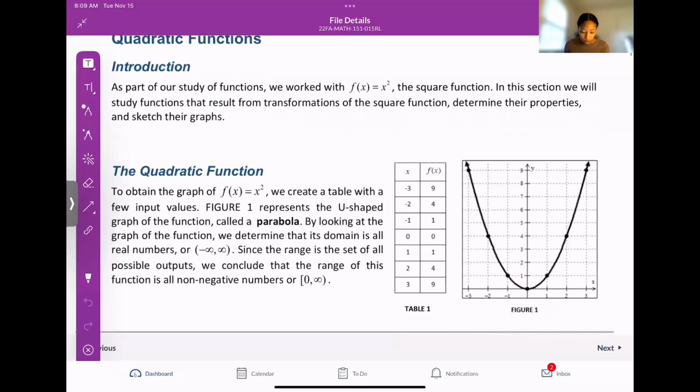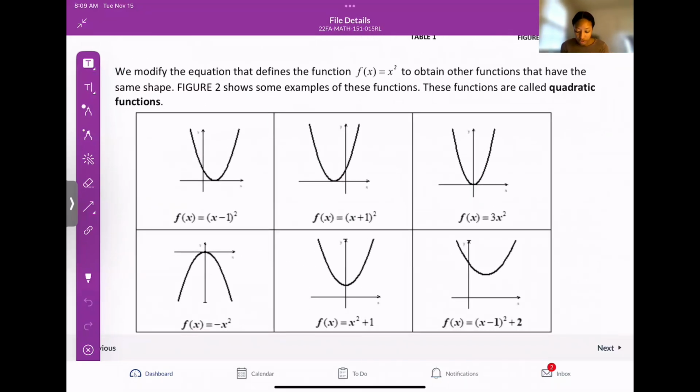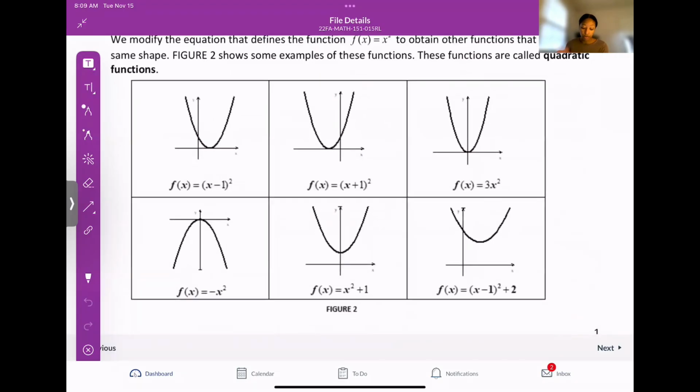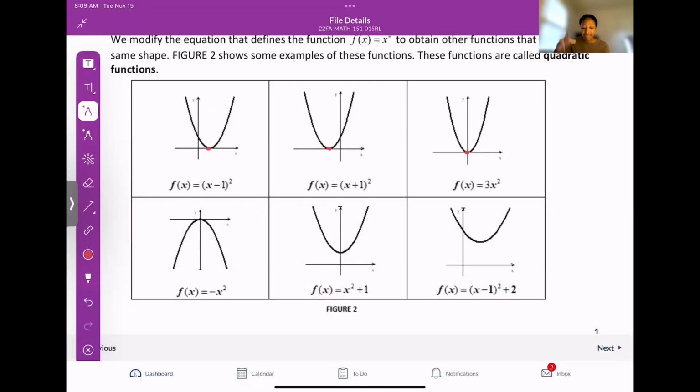All right, so what are quadratic functions? The graphs of quadratic functions look like these. Most of these are upward opening, so we have these little U-shaped graphs. We call these parabolas. If the parabola opens upward, it has a bottommost point. We call that bottommost point the vertex. If it opens downward, we have a topmost point that's still the vertex.